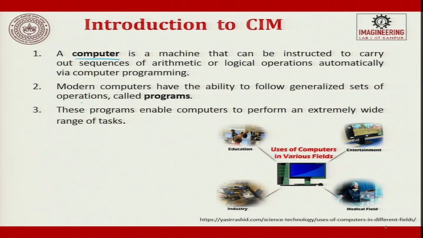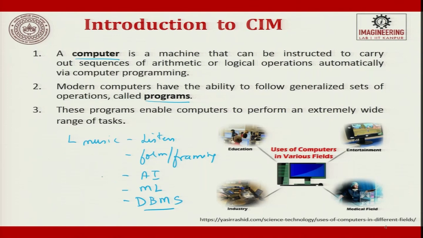These programs can enable computers to perform an extremely wide range of tasks, right from listening to music, to forming or framing documents, artificial intelligence, program writing, machine learning, database management systems. All these things are possible today by different programs, but done on a single machine called a computer. So that is the beauty of the computer, and computer is the first word in SIMS, C.